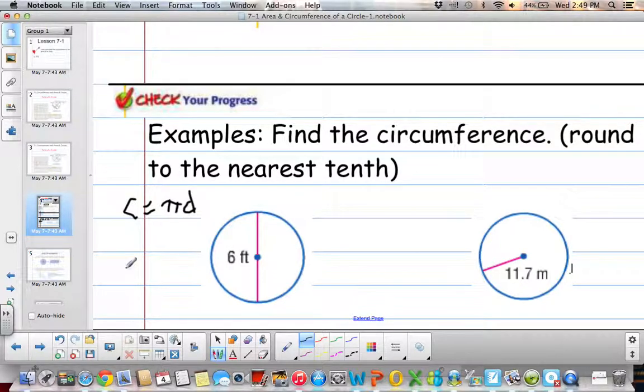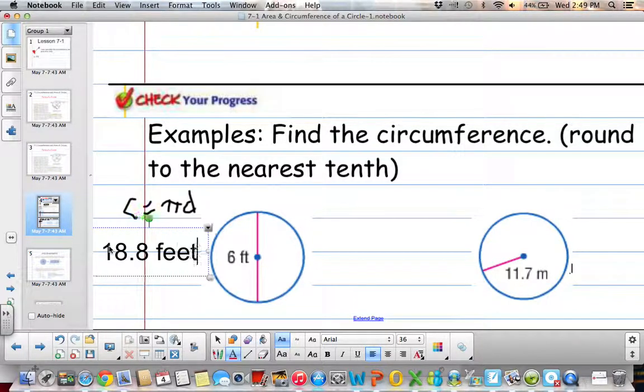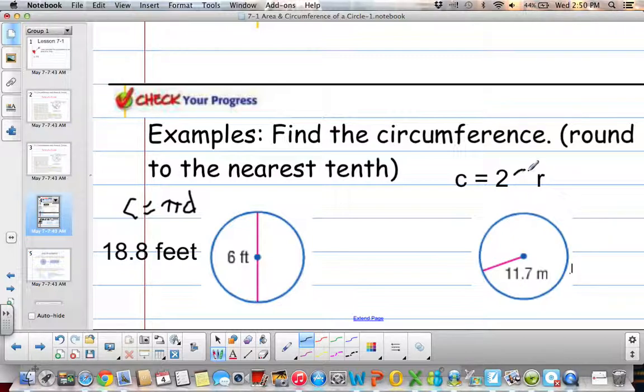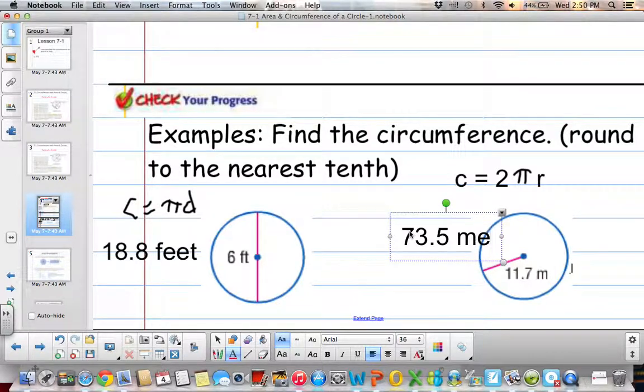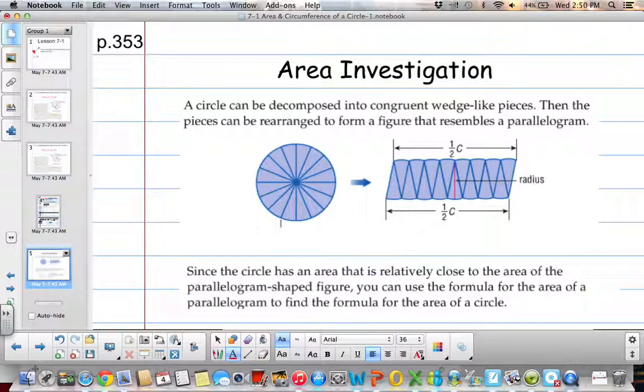So pi times 6 then, you should get, I'm going to type it out so it's quicker, 18.8 feet. And then for this one, you should have used C equals 2 times pi times r. I'll put in the pi right here. And then you should have gotten C equals 73.5 meters.